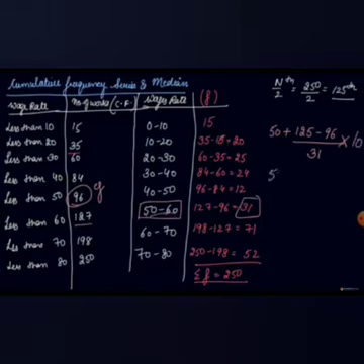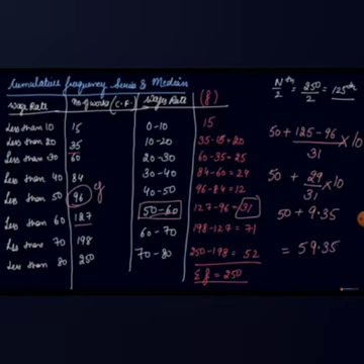So you can find out very easily now. 29 divided by 31 into 10. So 50 plus 9.35, so it comes out to be 59.35, which is your median wage rate. It lies between 50 to 60, so 59.35 is your median wage rate.